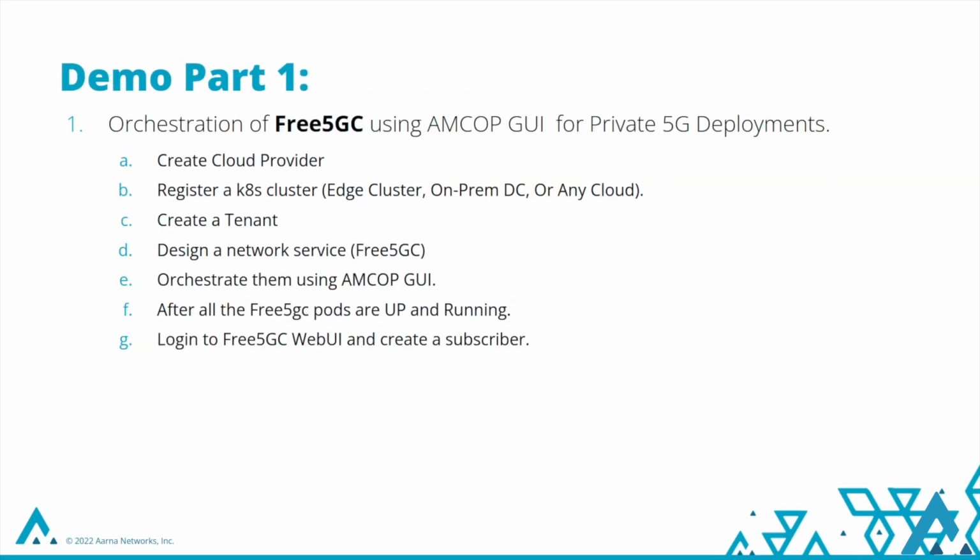We have two parts of the demo. Part one includes orchestrating Free5GC using the AMCOP GUI for private 5G deployments. It includes creating a cloud provider, registering a Kubernetes cluster, creating a tenant, and designing a network service for Free5GC and orchestrating them using the AMCOP GUI. After all the Free5GC parts are up and running, log into the Free5GC web UI and create a subscriber.